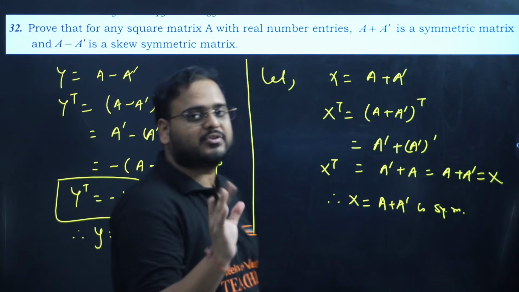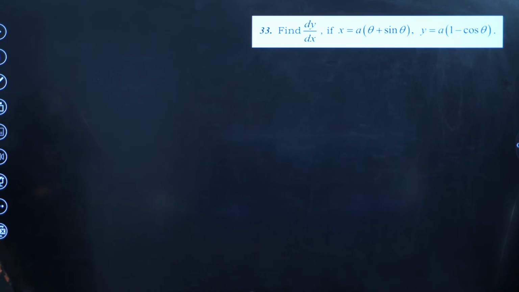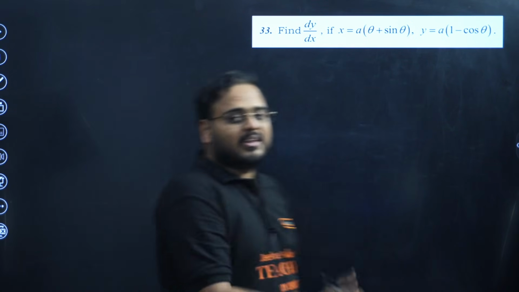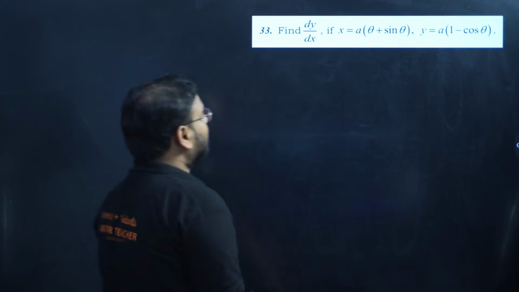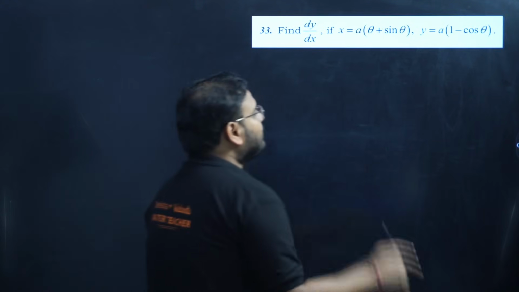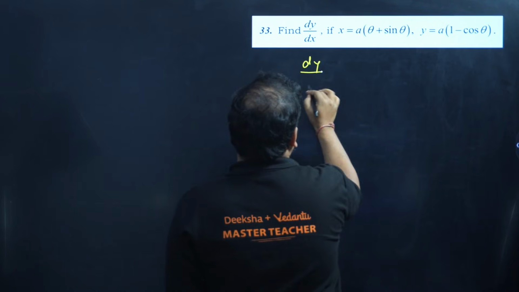A very simple question for 3 marks. Next. Find dy by dx if you have the given function in the form of a parameter theta: x equals a into theta plus sin theta, and y equals a into 1 minus cos theta, not a minus, forgive me. Derivative we are looking for.